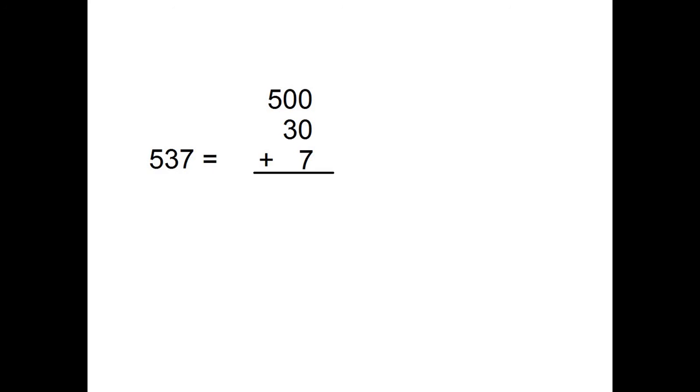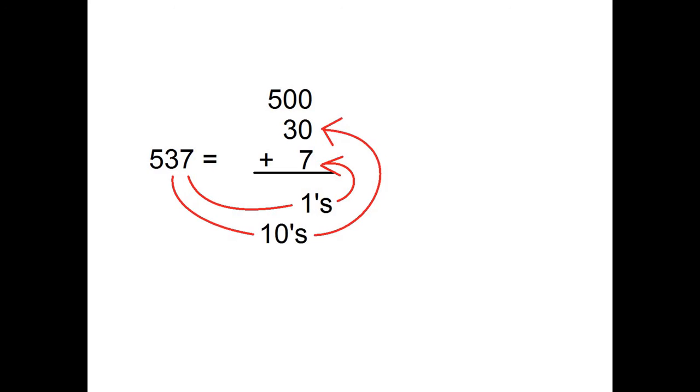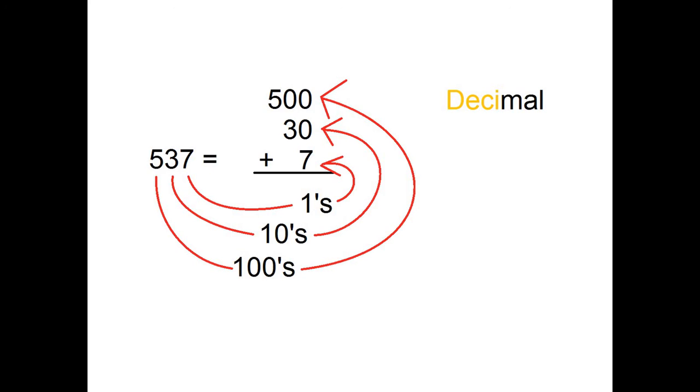We all know this number, 537, is the same as adding 500 plus 30 plus 7. Going back to elementary school math, we know that the 7 is in the ones column, the 3 is in the tens column, and the 5 is in the hundreds column. This is all based on the decimal number system. That deci part is Latin, meaning 10. And that's how all of our standard math is done, based on powers of 10.